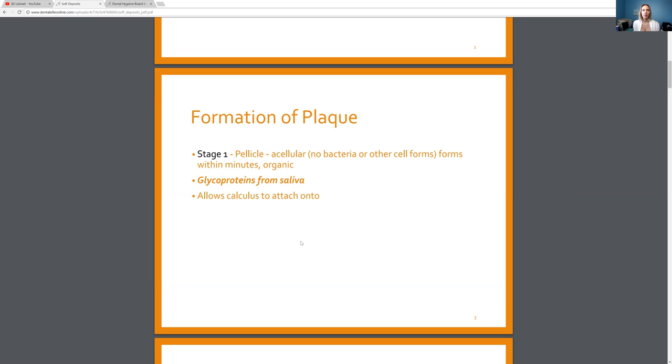So it does help in protecting our enamel against the harsh environments that we tend to eat and drink and expose the mouth to. But then it does harm us because it allows plaque to attach. Plaque is what harbors bacteria. If plaque stays there, it turns into tartar. So it's kind of like a good thing and a bad thing.